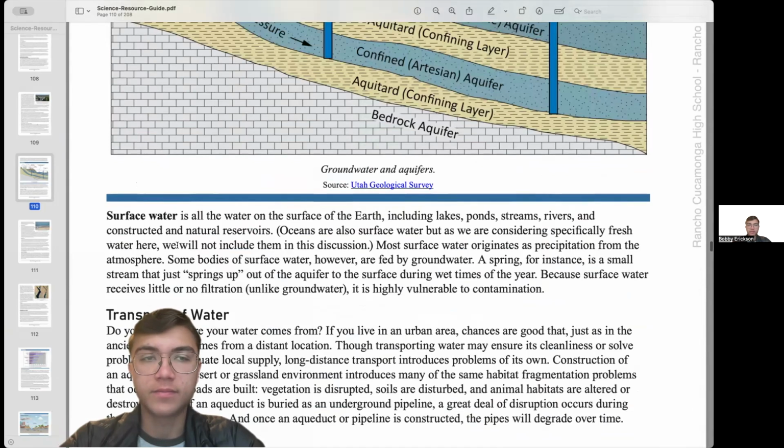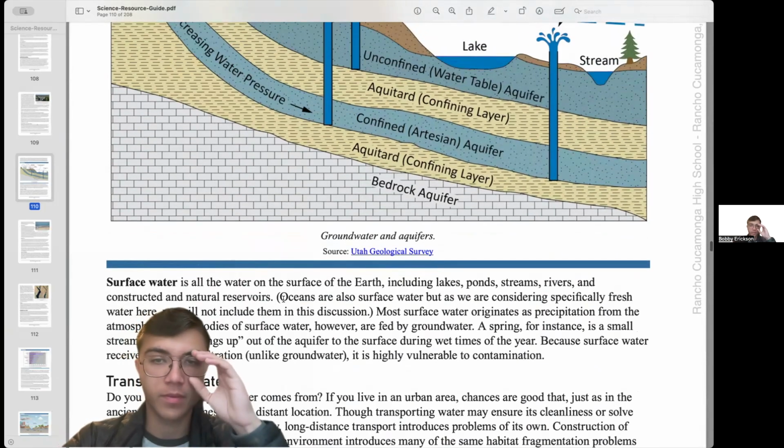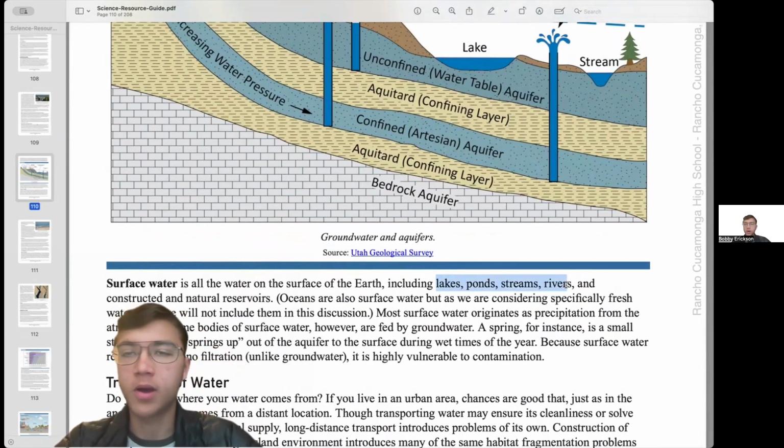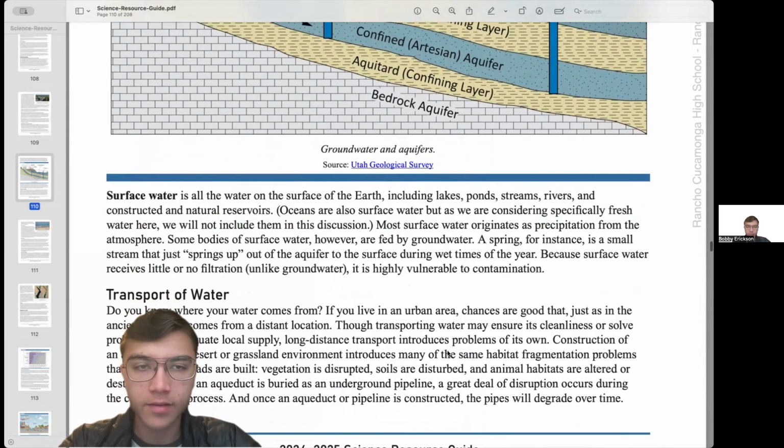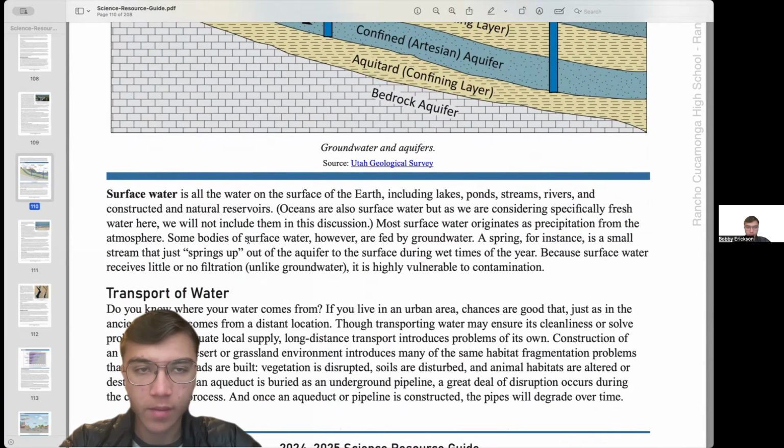Then we have surface water, which includes, as said before, lakes, ponds, streams, rivers, and constructed and natural reservoirs. So those are going to be human constructions. And we're only considering fresh water here, not the ocean, even though that's technically surface water as well. Some surface water is fed by groundwater, such as a spring, which is a stream that just springs up out of an aquifer during wet times of the year.